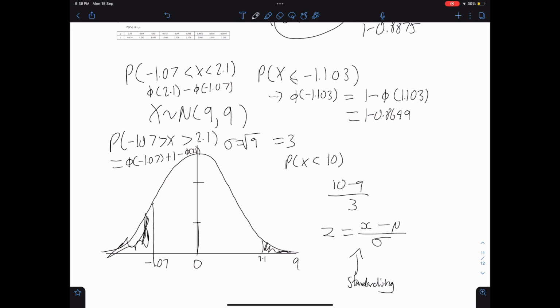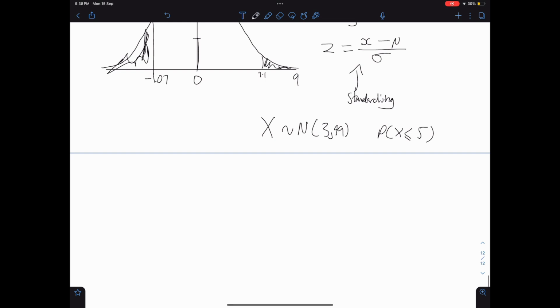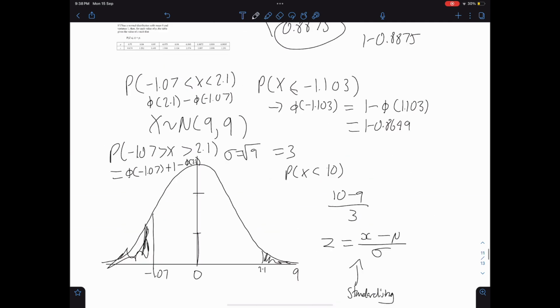So say if you were given something like X is distributed N(3, 49), find P(X is less than 5). What you would first do is your z: 5 minus 3, and then divide by the root of 49. Then you get some decimal, and I say do it to 3 decimal places. Then put it in the table, and then figure it out.